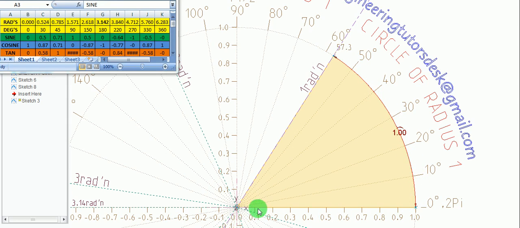At one particular angle, the measured arc length will be equal to its radius. In this case, the unit circle has a radius of 1 and the measured arc length is also 1. The angle at which the arc length equals the radius of the circle is called 1 radian. The magnitude of that angle in degrees is 57.3. We call 57.3 degrees as 1 radian.